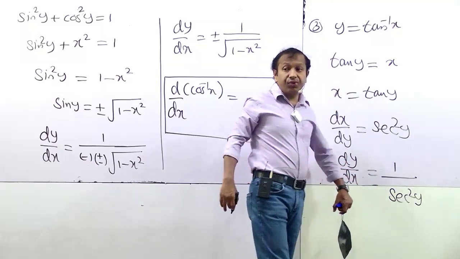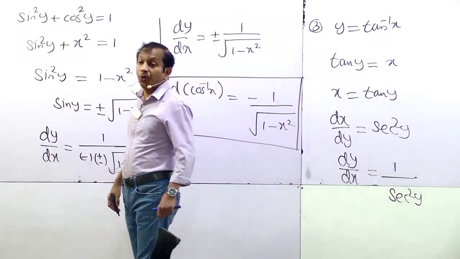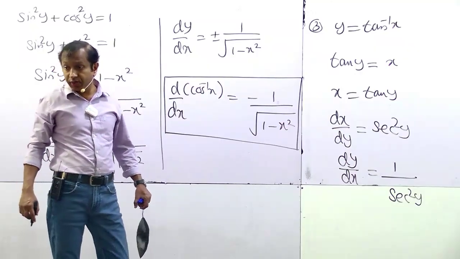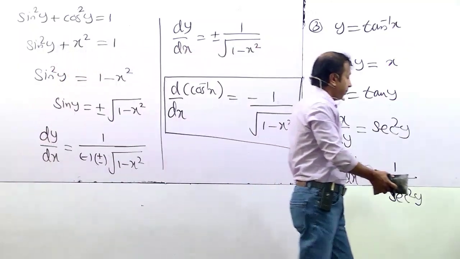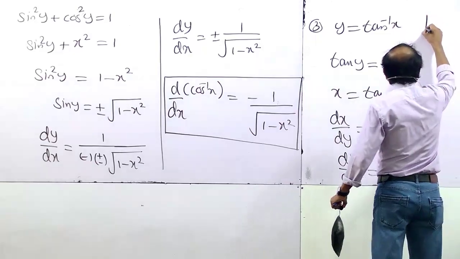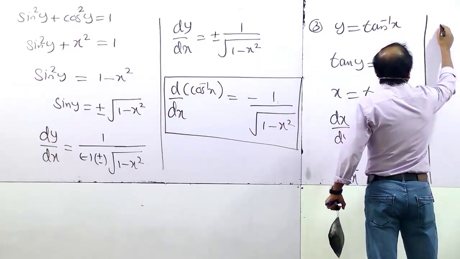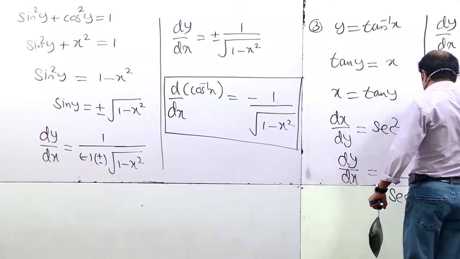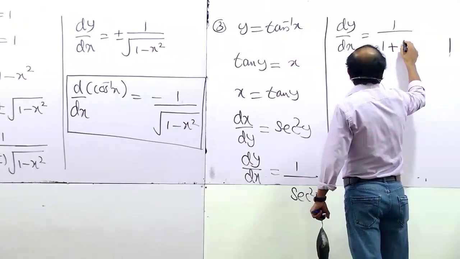But people, you know, sec squared theta we can write how? 1 plus tan squared theta. Then sec squared y we can write as 1 plus tan squared y. Right. dy over dx is equal to 1 over sec squared y, which we can write as 1 plus tan squared y.